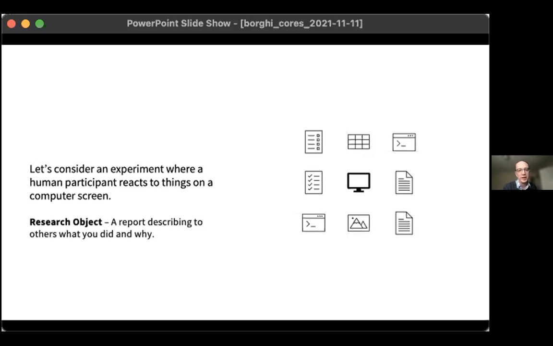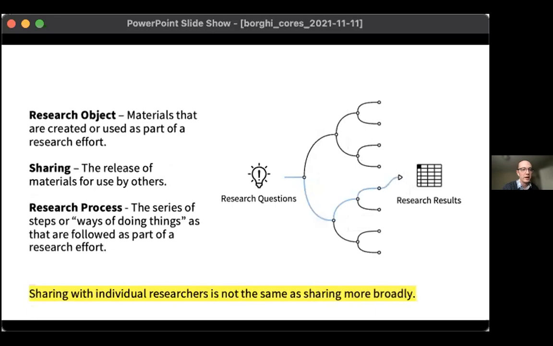And so we have this very basic looking experiment or setup, right, where we have a person sitting in front of a computer, pressing a button, maybe to just dots on a screen, right? And we've already come up with a pretty substantial number of research objects. So I'm going to go ahead and define what that is. A research object is any kind of material that is created or used as part of a research effort.